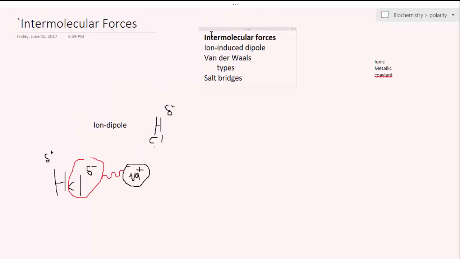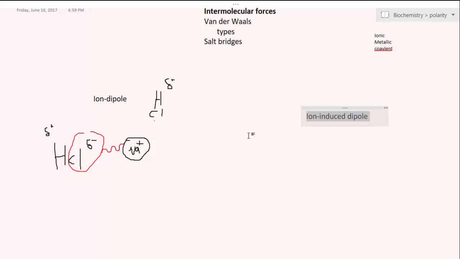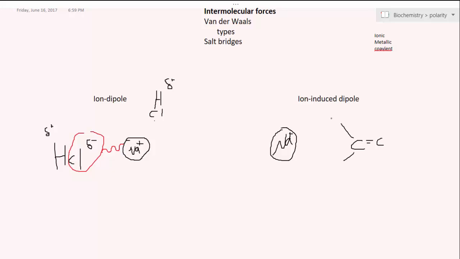Let's go now to ion-induced dipole. It is similar to this, but the only difference being that it is between an ion and a non-polar molecule which becomes polar by induction when it is close to an already charged object. In this case, it is the ion. For example, let's take again the sodium when it is close to methylene. Methylene is nonpolar. All hydrocarbons are nonpolar.